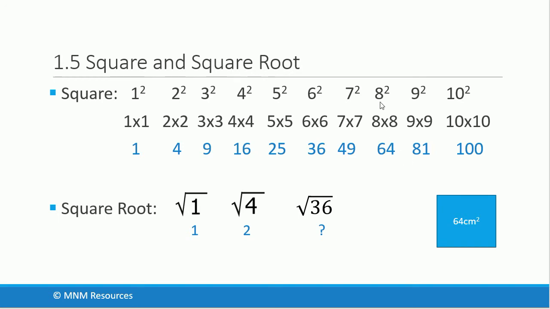So if you already know that 8 times 8 is 64, you know that the length x is equal to 8 centimeters. It's very straightforward. So that is the value in actually knowing your squares from 1 to 10.